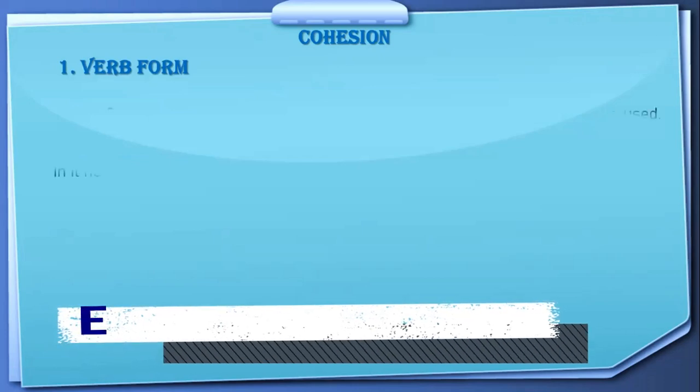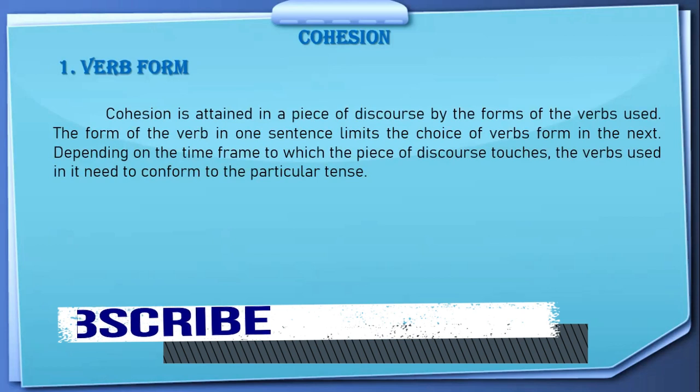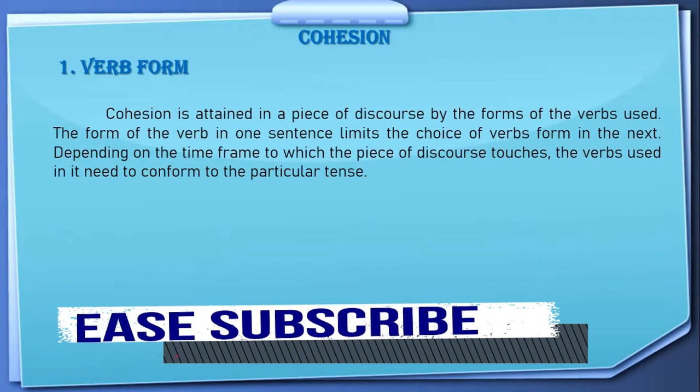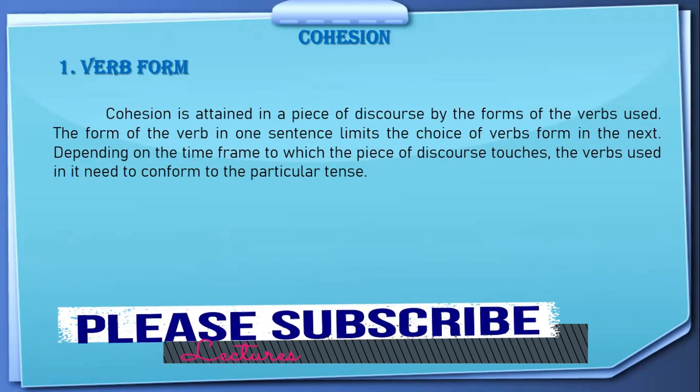Number one, verb form. Cohesion is attained in a piece of discourse by the forms of the verbs used. The form of verb in one sentence limits the choice of verb form in the next, depending on a time frame to which the piece of discourse touches. The verbs used in it need to conform to a particular tense.